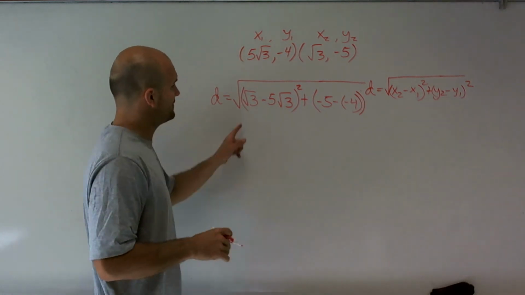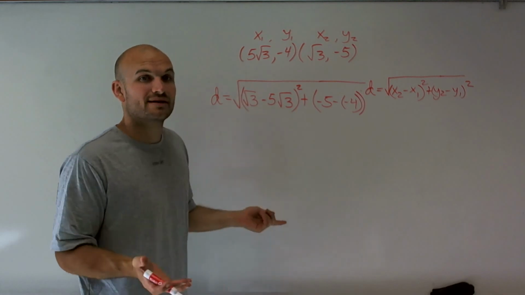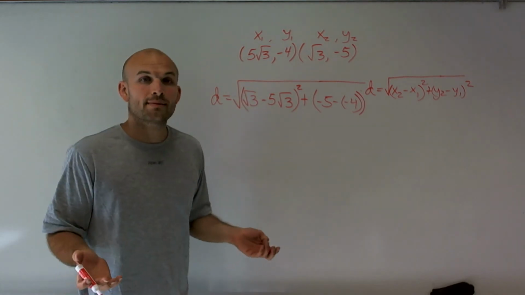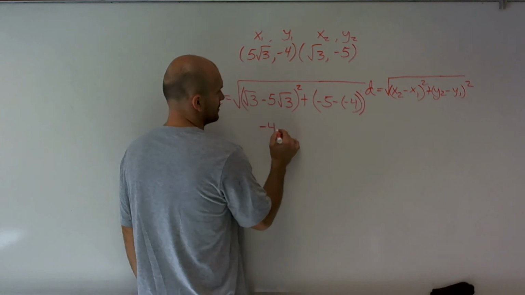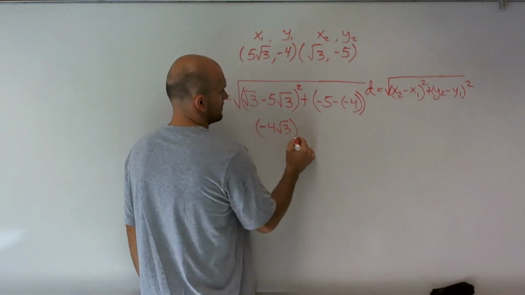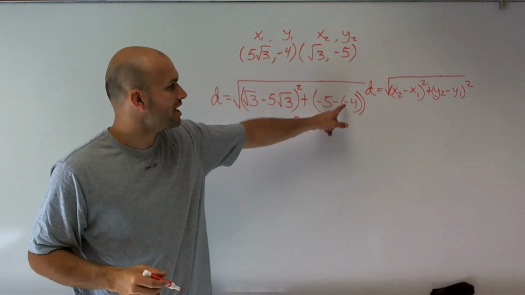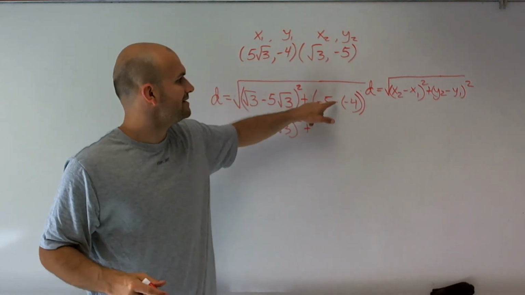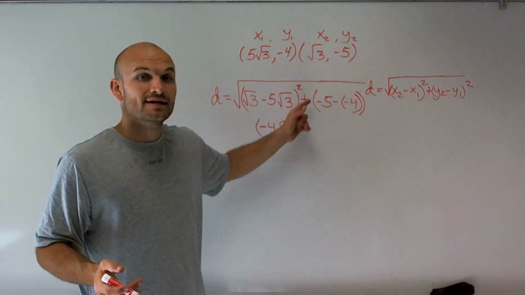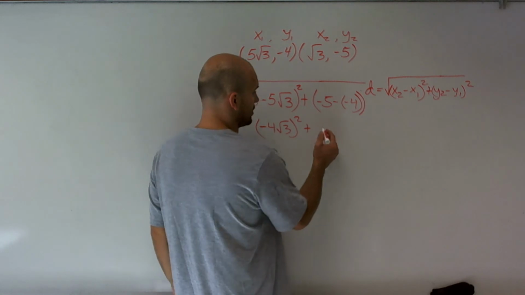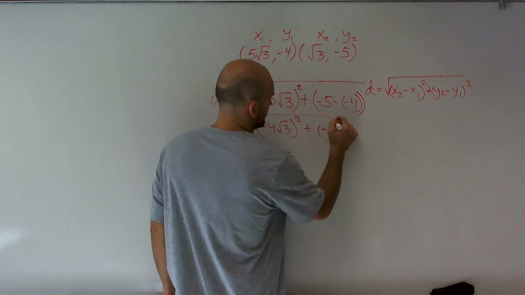So here we have square root of 3 minus 5 square root of 3, which is pretty much the same thing as 1 minus 5, which is a negative 4 square root of 3, squared, plus negative 5 minus a negative 4. That's a double negative, so it turns into a positive 4. Negative 5 plus 4 is a negative 1, squared. And all of this is under the square root.